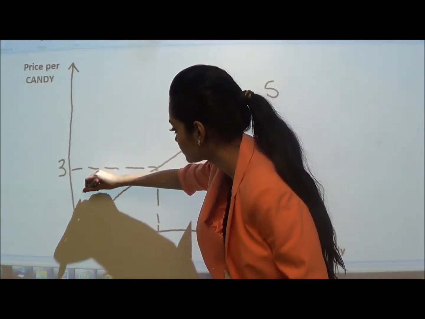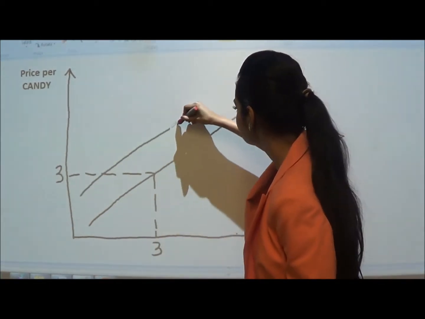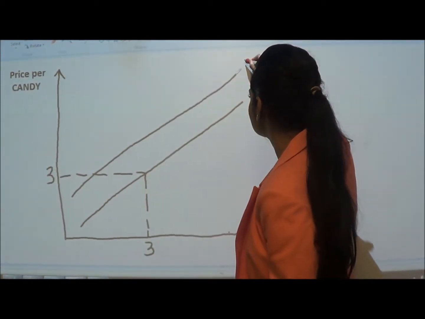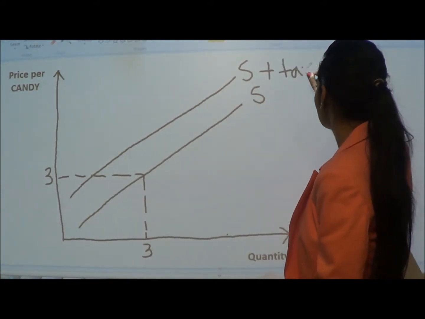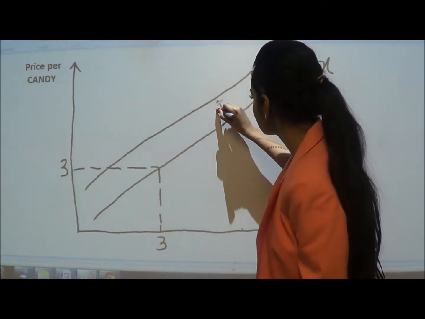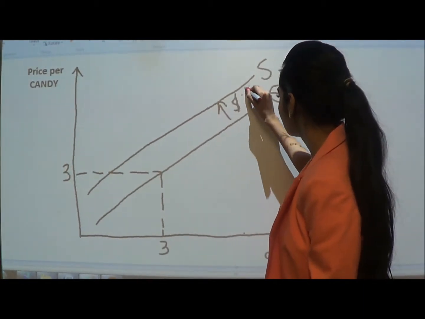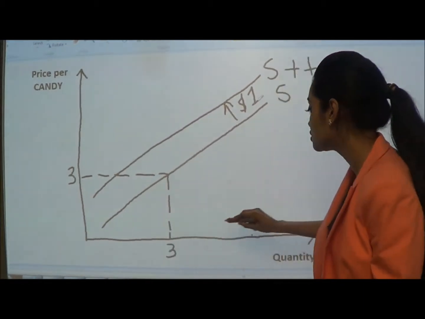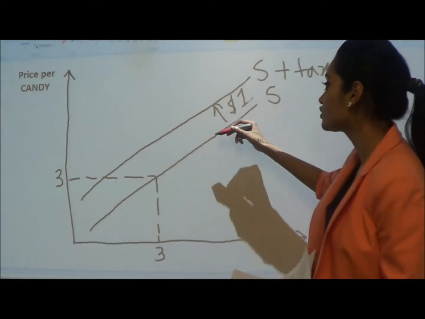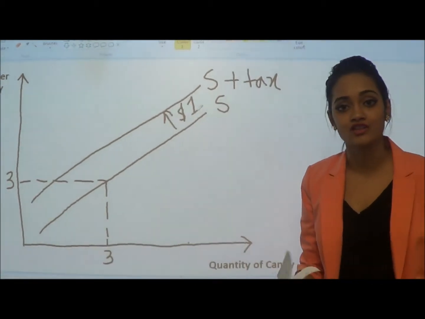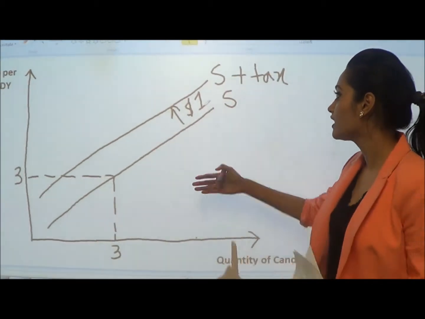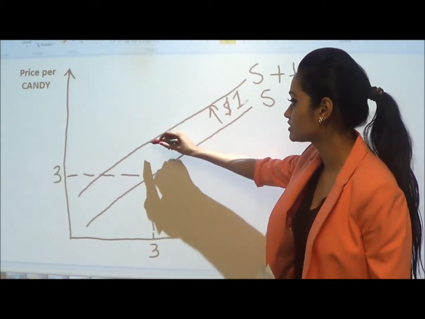So I'm going to try drawing that now. S plus tax. So here it's $1. Throughout, for each unit of production, the price goes up by $1. Because this tax increases the firm's cost of production, that's why the price for each unit goes up by $1.